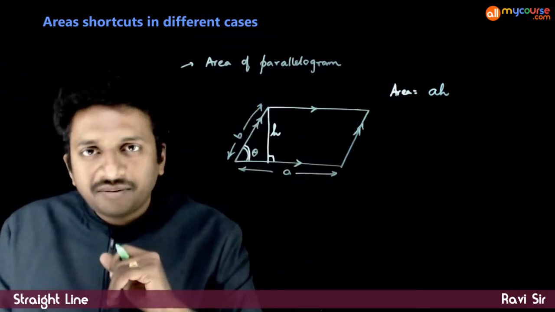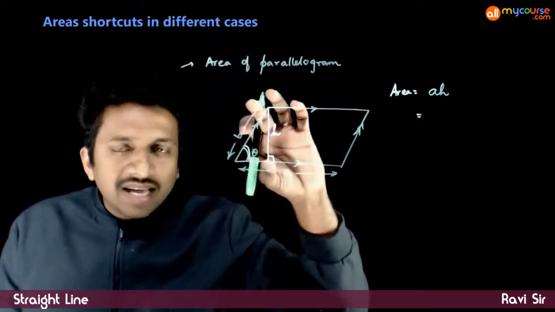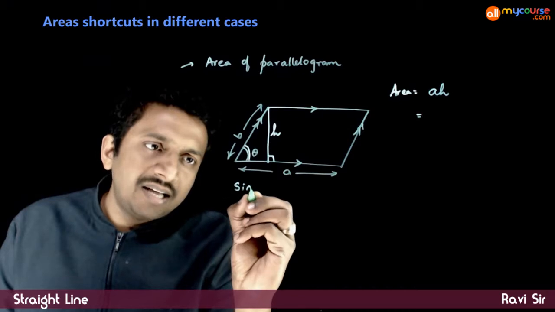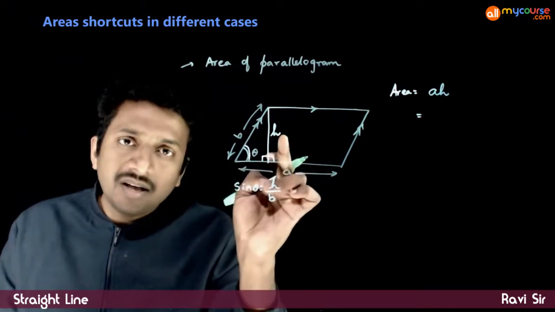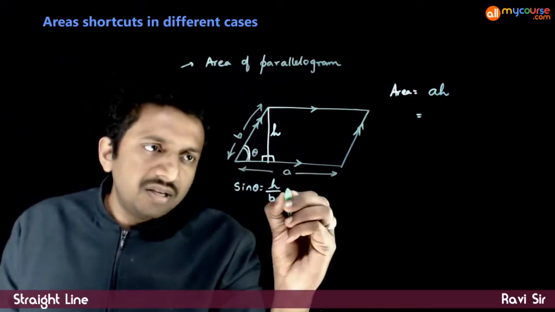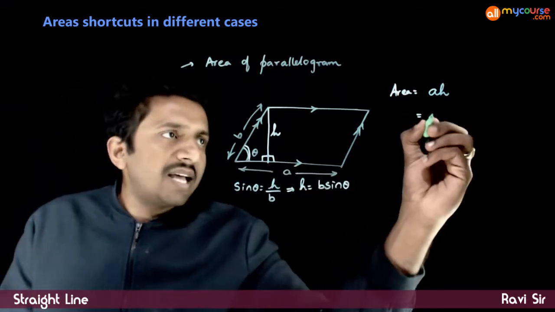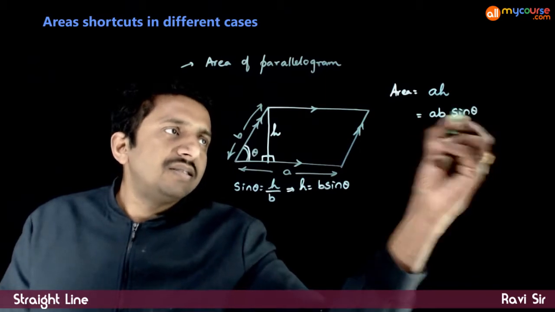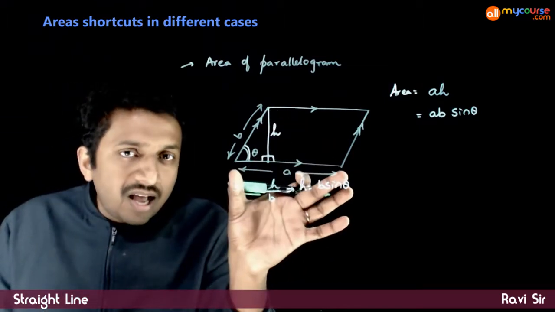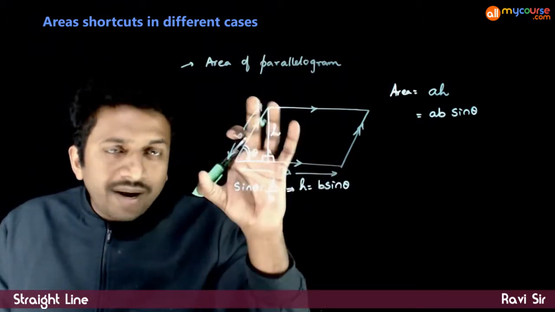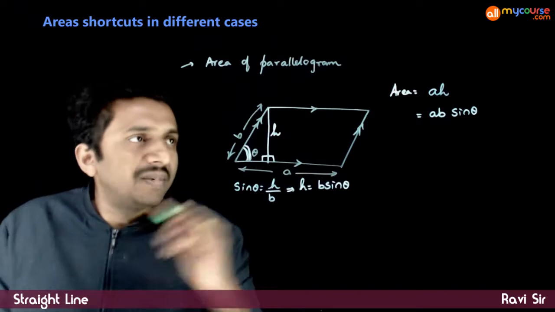So base times height, and that is equal to, this height can be written as B sine theta, because sine theta is equal to h by b, right? Sine theta is equal to opposite side by hypotenuse, because this angle is 90 degrees. This implies h is equal to b sine theta. So this can be written as AB sine theta. So the product of two adjacent sides into the sine of the angle between them is the area of the parallelogram. This is one formula.